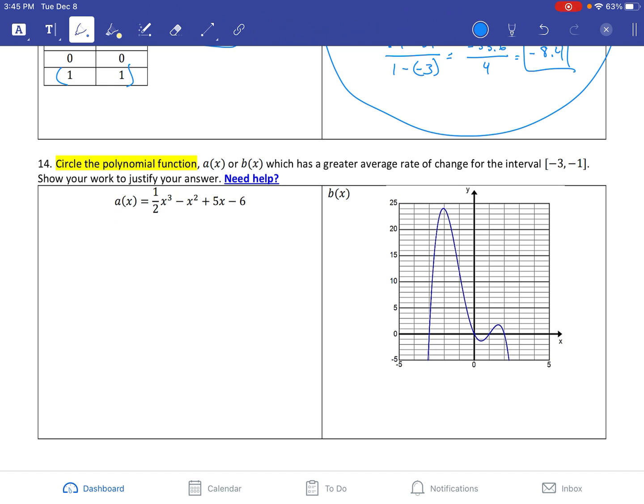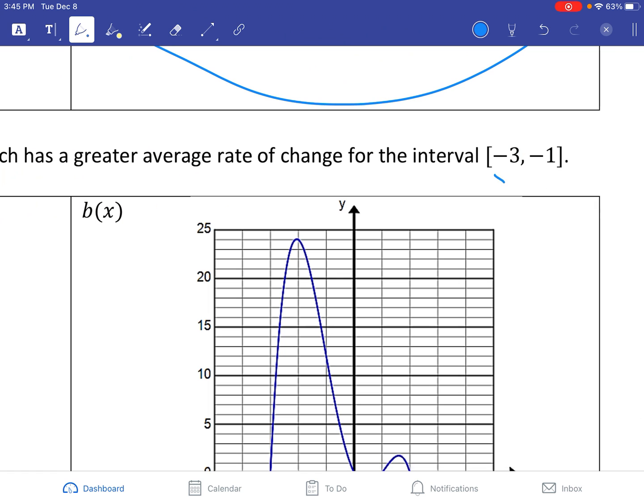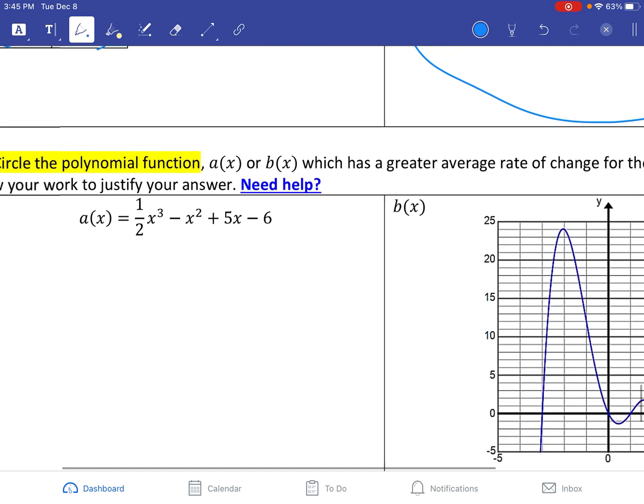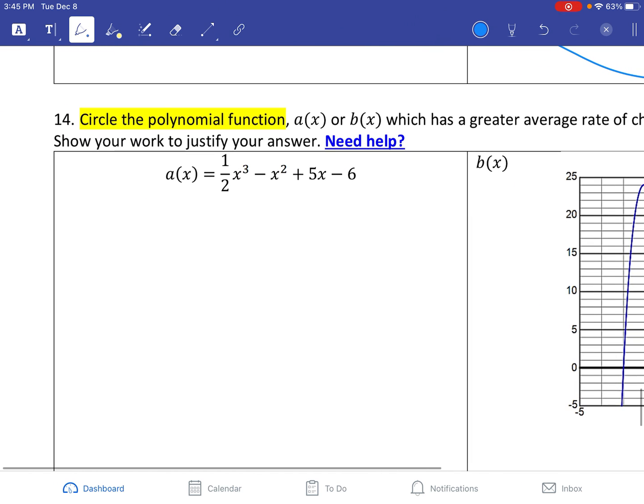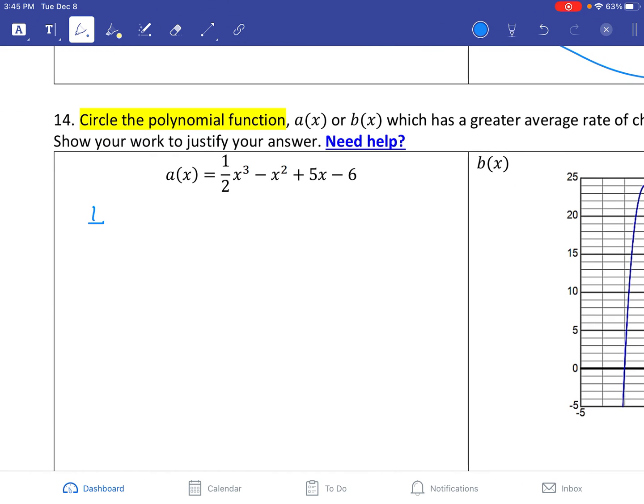Okay, same idea for this one. We're still doing average rate of change. Now our x values are going to be -3 and -1. Okay, so again, like we did before, we're going to put those values into our equation. So we're going to have 1/2 negative 3 cubed minus negative 3 squared plus 5 times negative 3 minus 6. Again, it's very important that you put those negative 3's in parentheses and do that in your calculator. I would again make sure you're doing these problems in your calculators if you didn't do so already.